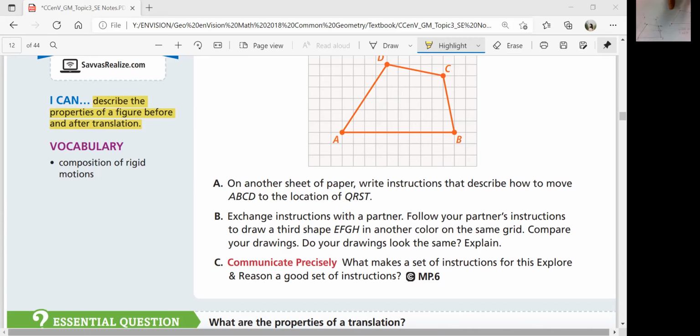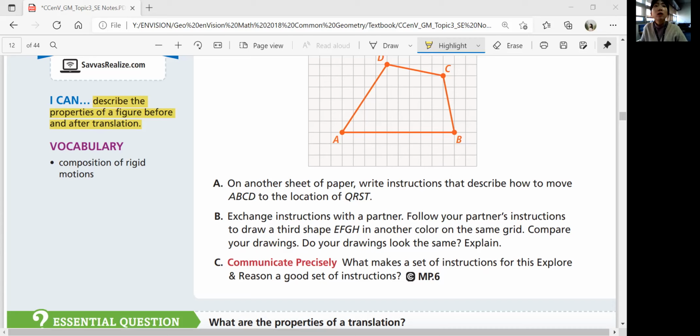And then compare your drawings. Do they look the same? Well, yes, they look the same. They're just in a different position, right? If you move all the points down the same unit or up the same unit and left or right the same units, they're going to look like they're the same shape. They're just in a different position.